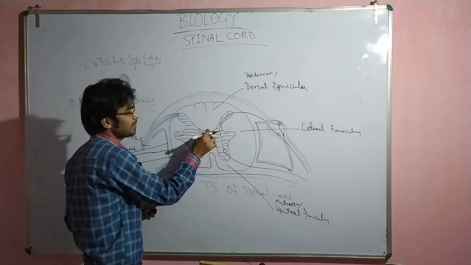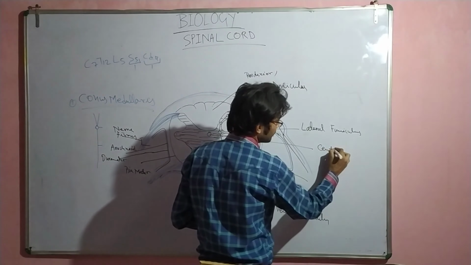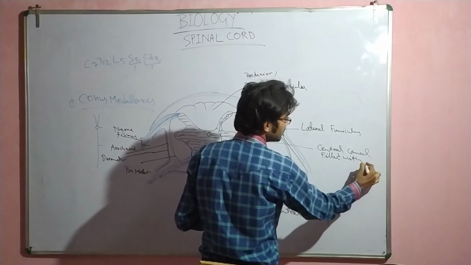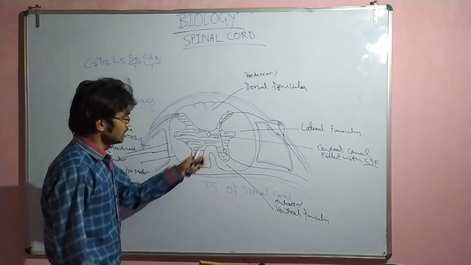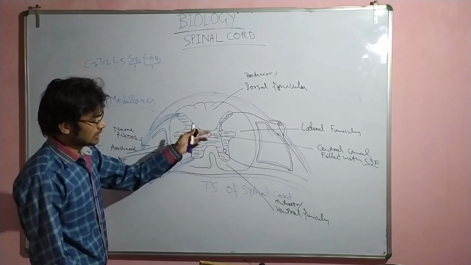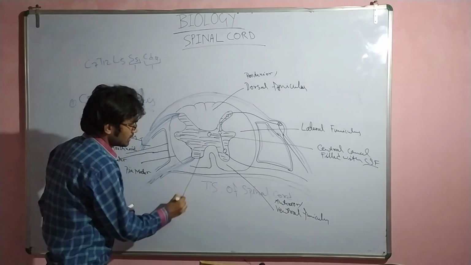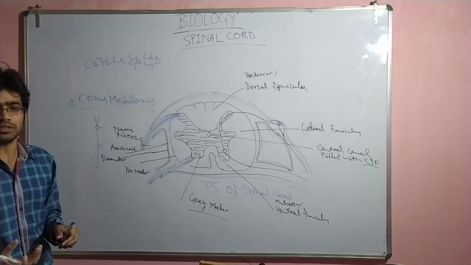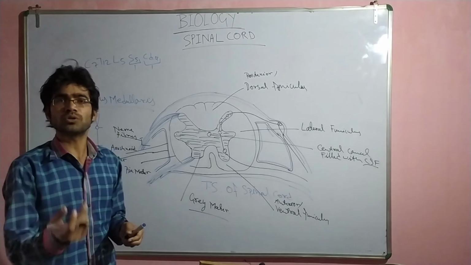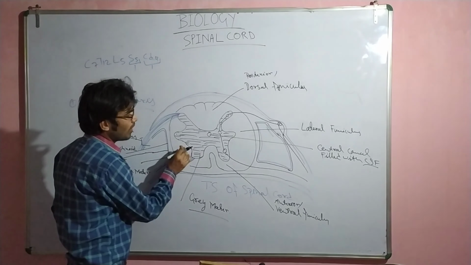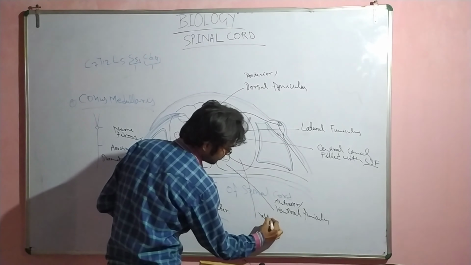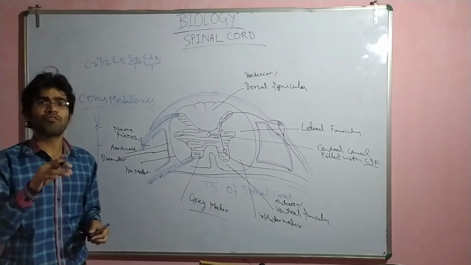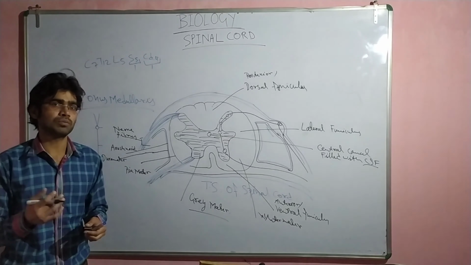As you know, this hollow space is called the central canal. The central canal is filled with CSF, cerebrospinal fluid. This wing-like structure I will tell you about. This is known as gray matter. Gray matter is richly packed with cell bodies and their fibers like dendrons and dendrites. This is white matter, formed due to the presence of fatty myelin sheath on the long processes of neurons.